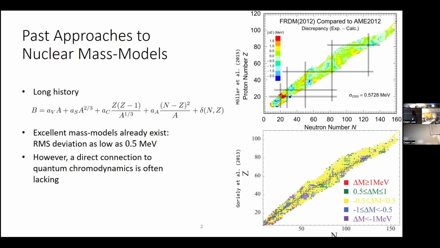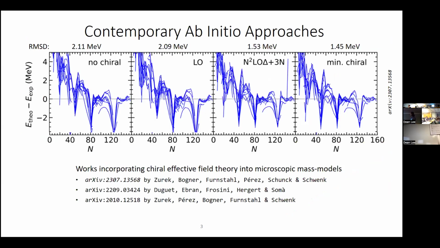So nuclear mass models, excellent nuclear mass models already exist today. Here we're looking at two examples on the right, where the root mean square deviation is half an MeV. The one at the top is the work by Möller and co-authors, which is based on the finite range droplet model. And the one at the bottom is a Hartree-Fock-Bogoliubov calculation by Goriely and co-authors. And we see that in each of these cases, the root mean square deviation is half an MeV. However, a direct connection to quantum chromodynamics or chiral effective field theory is often lacking in nuclear mass models. There are exceptions, of course.